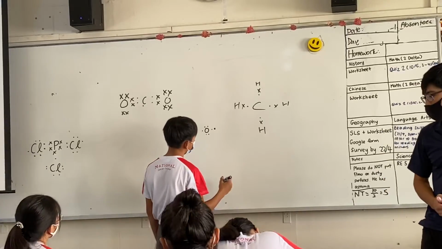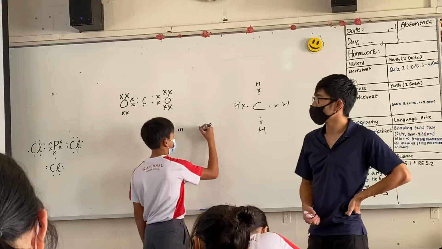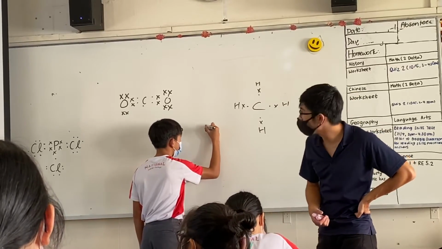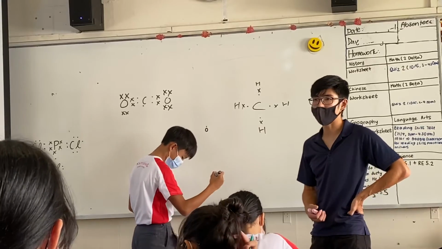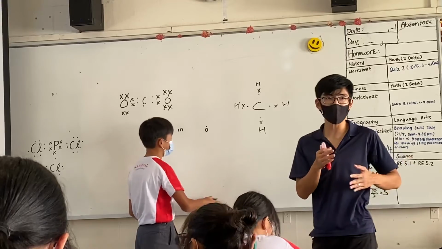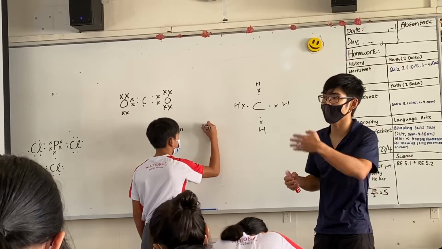So we change the formula to OF2, but would you get the same thing? Same thing. F2O, OF2, same thing. So I say again, normally if there are two elements, we will put the one that appears in the periodic table on the left hand side first.